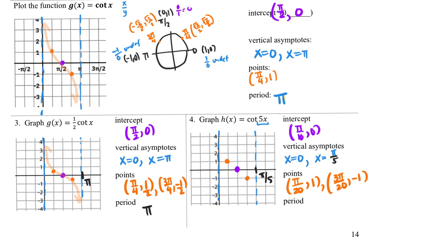Okay, and then I'm going to approach my asymptotes and sketch my graph. The period is normally pi, but because it was 5x, it got divided by 5. So now the period's pi over 5. So from 0 to pi over 5, it does one cycle of cotangent.